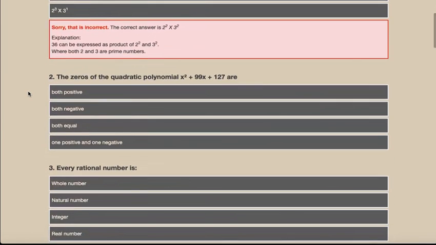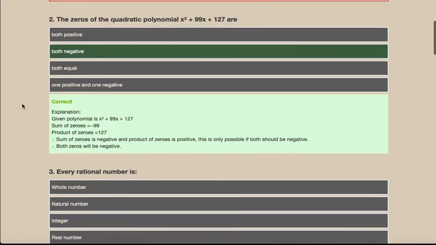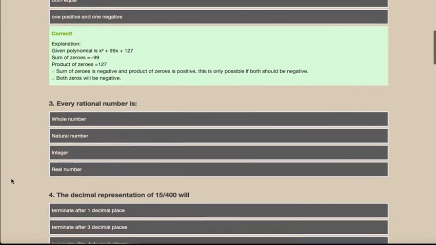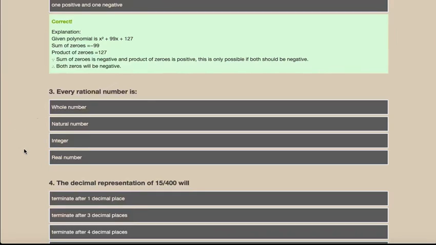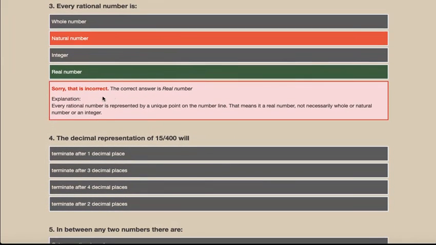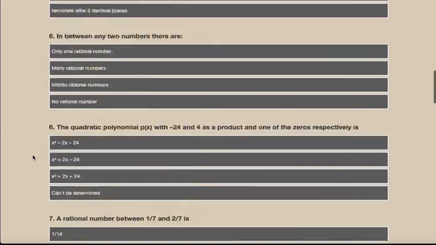Okay. So they can read and understand the explanation so that they are aware of how to arrive at the right answer. Similarly, they can move on to the next question and click on the answer. In this case, it's the right answer, but still the explanation is given so that they understand the basics of the subject. So every rational number is a whole number, natural number, integer, real number. So you can click on the real number as the answer, but you can click on the wrong answer and see why the real number is the right answer, and so on. So you can keep on doing this.